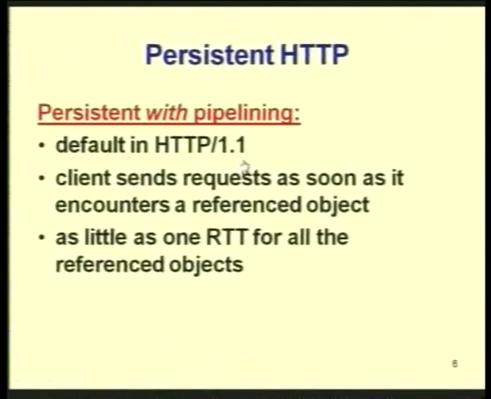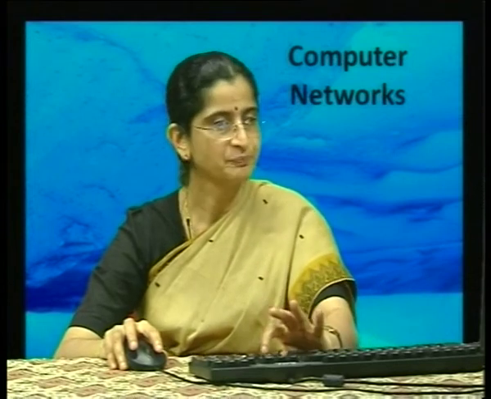So, all these responses can come back immediately. It would be almost as if a single RTT is used for retrieving all the different objects in this particular page. So, in one RTT, I would get back all the referenced objects. So, the total time with pipelining would be 1 RTT to establish the TCP connection, 1 RTT to retrieve the base page, and 1 RTT to retrieve all the 10 referenced objects. So, this is persistent with pipelining. You can clearly see that persistent with pipelining will give you the best response time, which is why persistent HTTP with pipelining is the default mode in the HTTP 1.1 protocol.